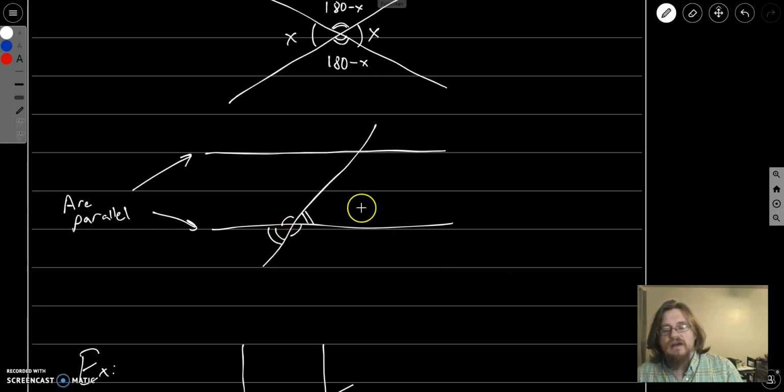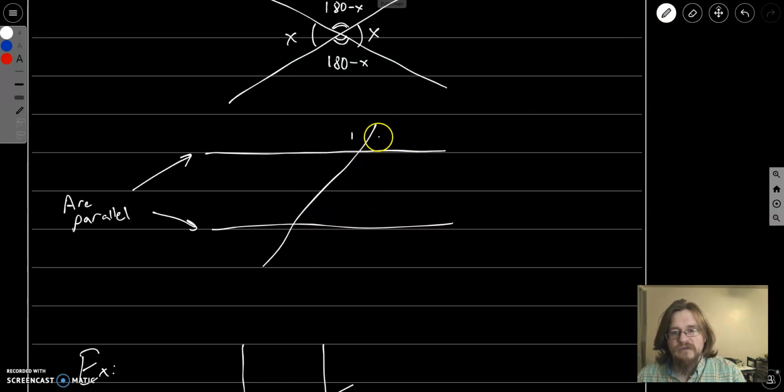Okay. And since this line is going to cross this line at the same angle that this line is going to cross this line, this might be a bit messy, so let me erase some of these lines. The angles down here are all going to be the same as the angles up here.